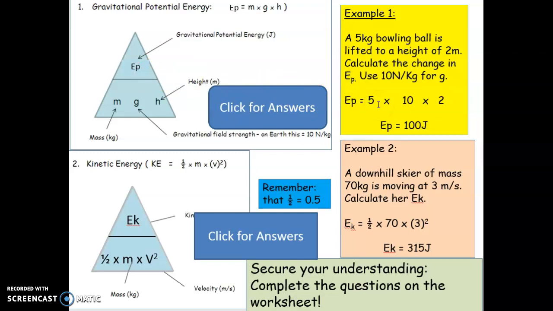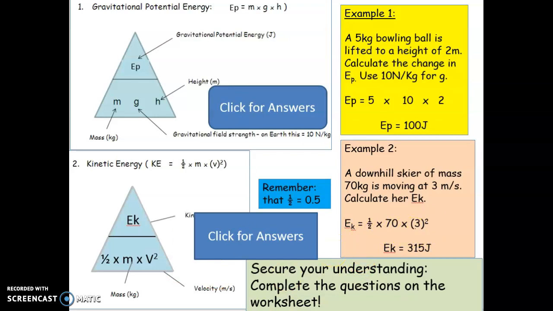We've got a 5 kilogram bowling ball lifted to a height of 2 meters. So 5 times 10, because 10 is the gravity, 10 newtons per kilogram for the gravitational field strength there, times 2 gives us 100 joules. And then using the kinetic energy equation, half times 70 times 3 squared. Don't forget the squared. Okay, excellent.